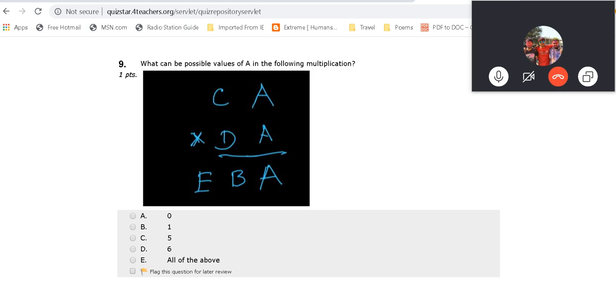Did I mention that A, B, C, D are distinct numbers? No. Okay. I just gave CA into DA is equal to EBA. What would be A? A can be 0, 1, 5 or 6. Any of these.